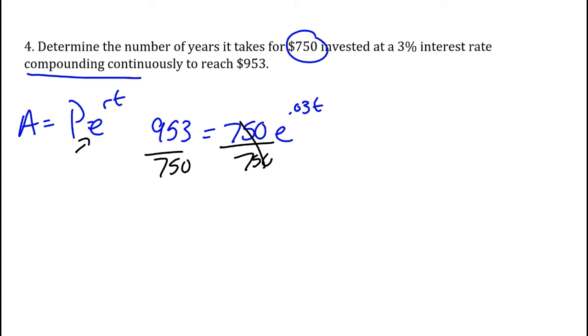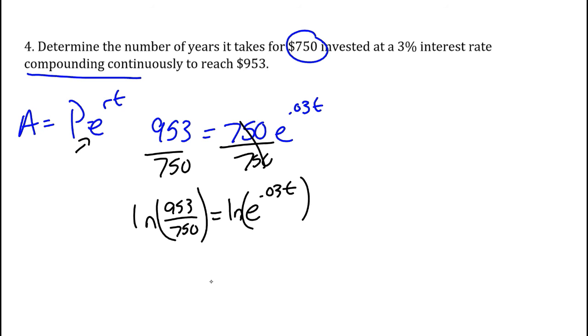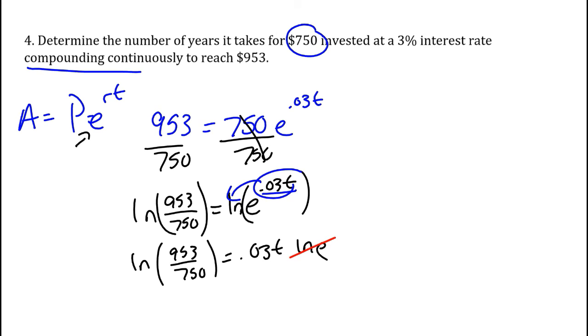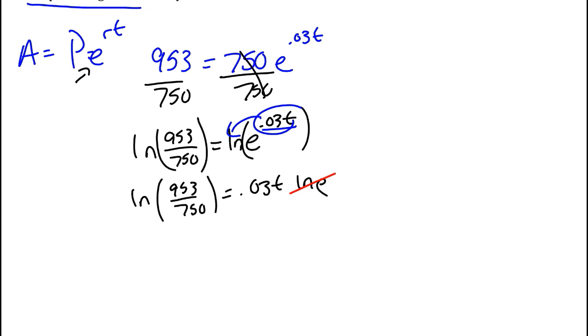Because I have an e in my problem, when I log both sides, I'm not going to use the common log. I'm going to use the natural log. That number looks like a mess, so I'm going to leave it alone. So when I log both sides, I'm going to natural log both sides. Remember, when we have an exponent inside of a logarithm, it comes down front. Equals 0.03t ln e. And what's nice about using the natural log is that ln e is 1. So 0.03t times 1 is 0.03t. And then we divide by 0.03.